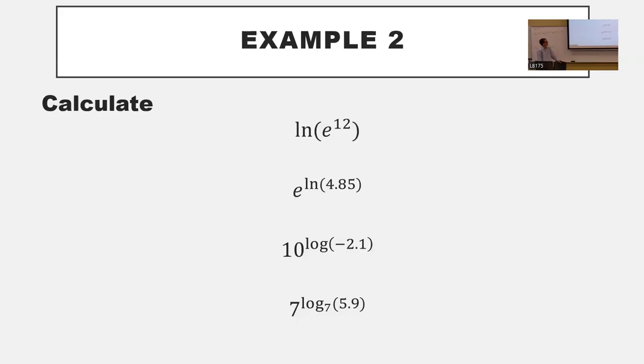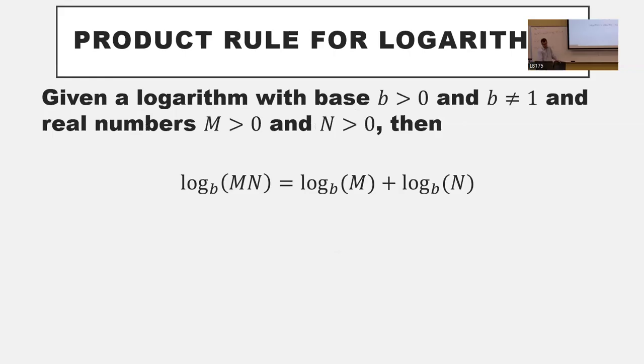Okay. So again, natural logs and e to a power cancel out and you just get the power. E to a power and natural log cancel out and you just get the argument of the log. And that works with every single base, not just base e.